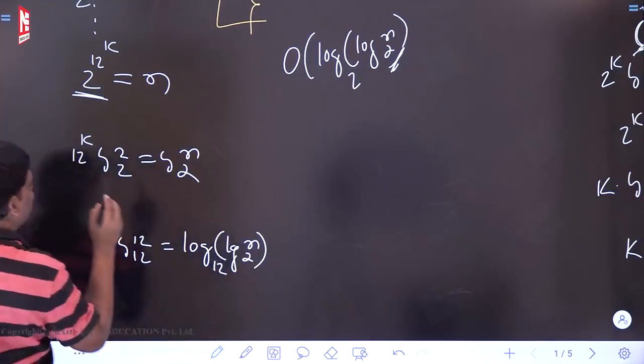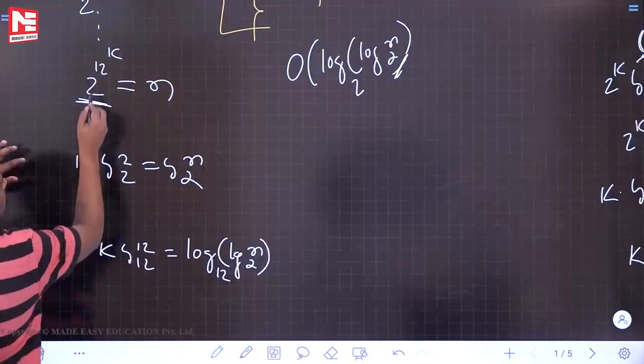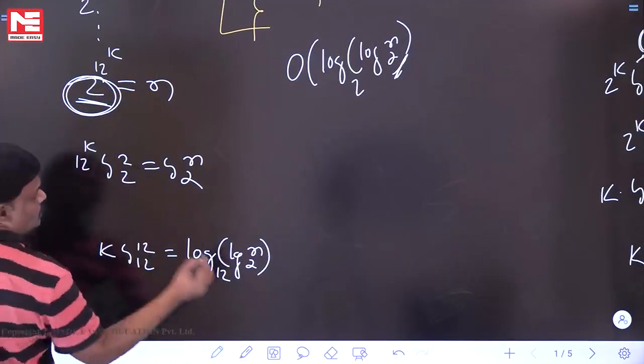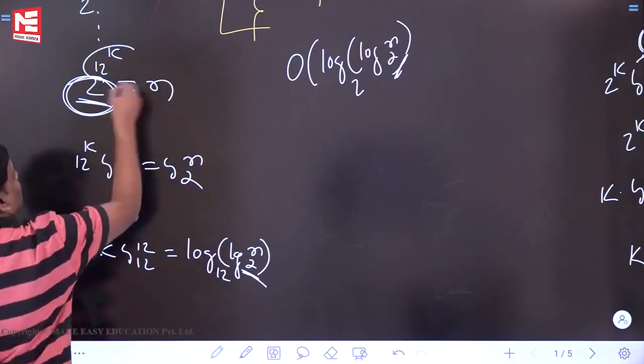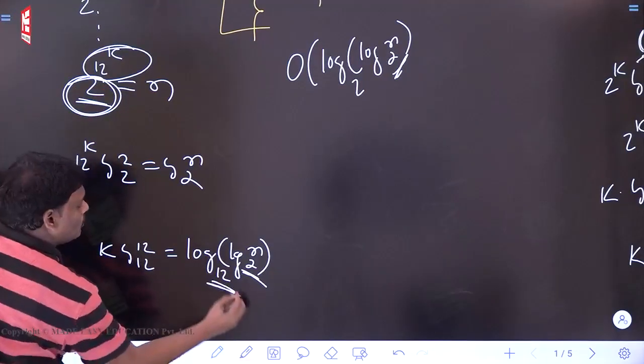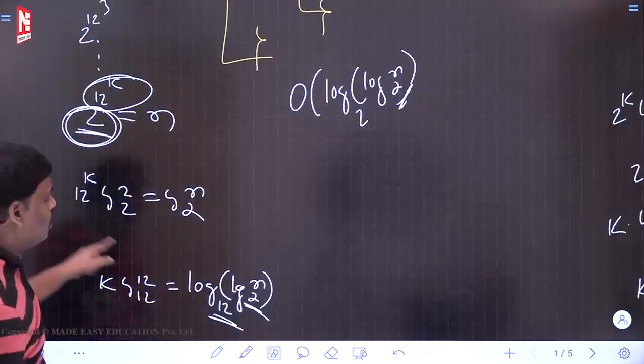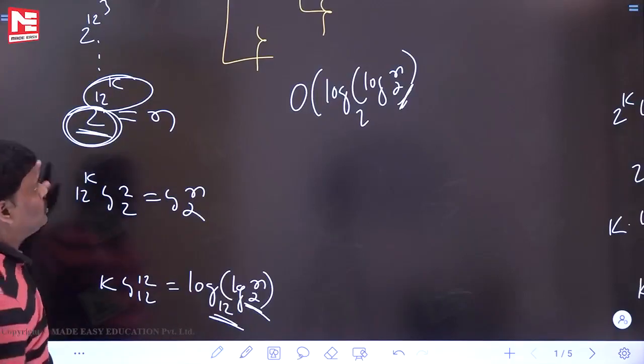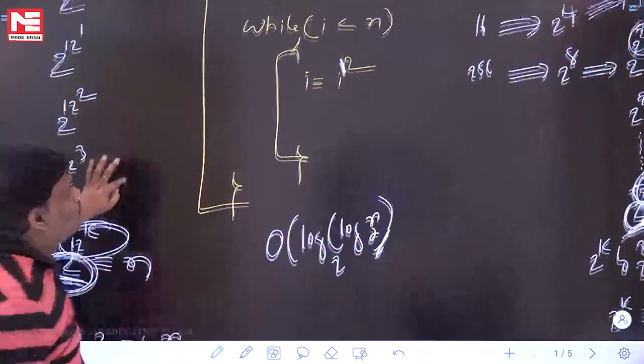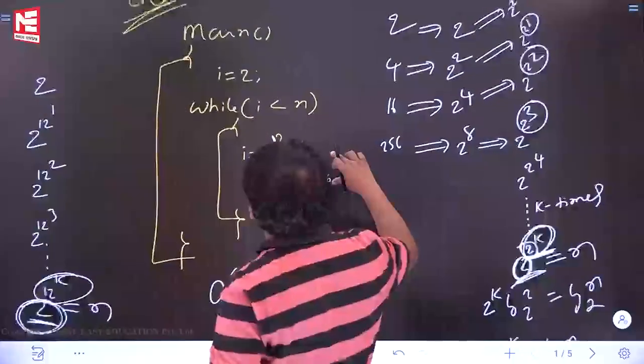Base 12. So, right, let me see this one. Because it is there down, the first base is the inner base. In the power it is there, the second base is going to be here. The answer of this problem is going to be log of log n, inner base 2, outer base 12. Right, that's the answer.